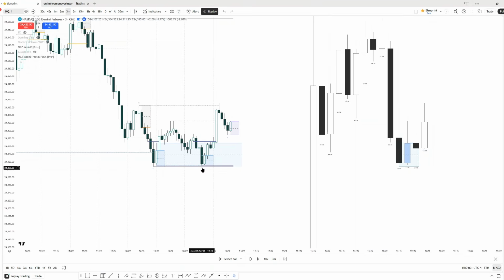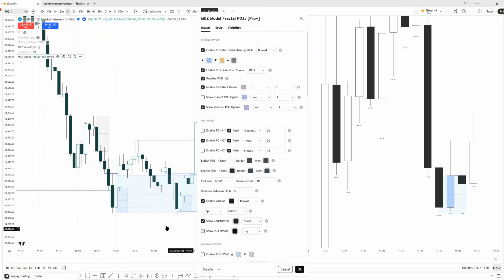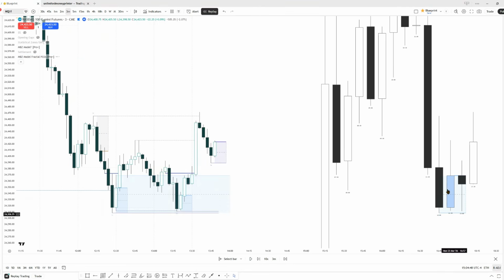So here we can see we have a type 2 MBZ. We're not going to get into that in this video. And then we have an inversion fair value gap. And again, we're not going to get into that in this video. But we can look for a continuation using the same exact fractal trading pattern and model. So this is a type 4 MBZ. Price held that area very well, pushed up, caused another fair value gap to form. And as we just talked about, this formed a type 4 MBZ.